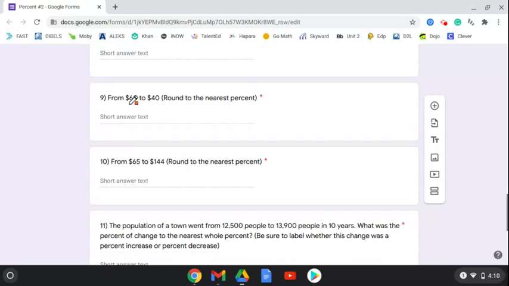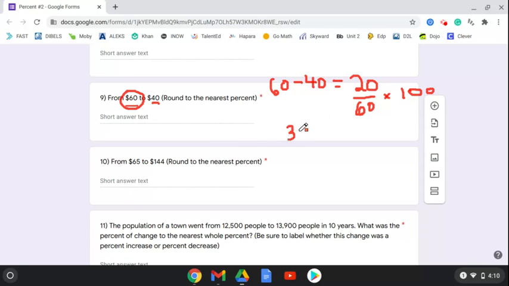Number 9, from $60 to $40. So first find your amount of change, which would be the larger number 60 minus the smaller number of 40. And you know 60 minus 40 is 20. Okay, you divide that by the original amount. The original amount is 60, right? That's what you started with. So 20 divided by 60, and then multiply by 100 because percent is out of 100. Okay, now when you do that, you're going to get 33.3, and it's repeating, 33.3 repeating percent.